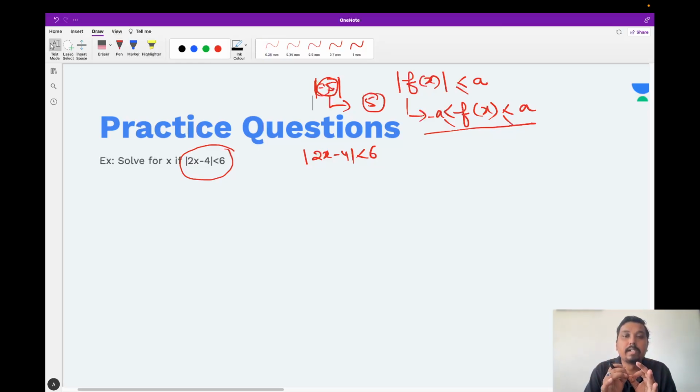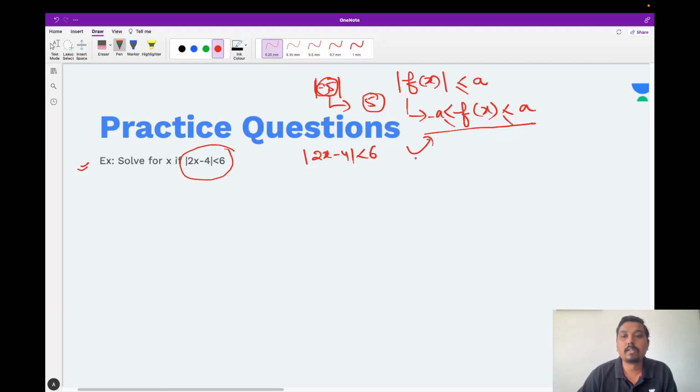Absolute value means there is no mixing of minus or plus. We don't bother whatever the sign is, we just need what the value is. That's it. If you see my absolute value class, you'll know everything I have taught. This is one of the questions asked in your previous year paper. Slight modification I always do.